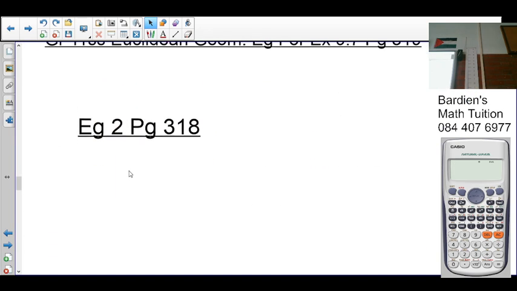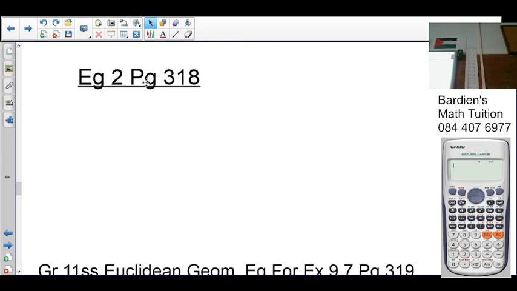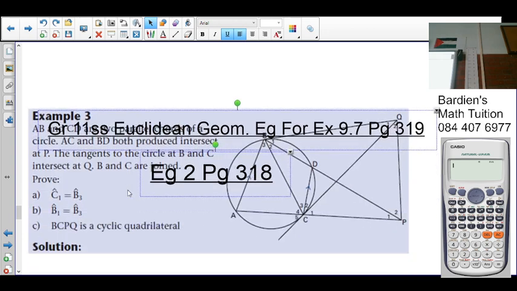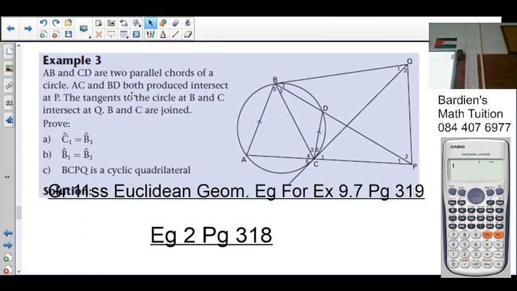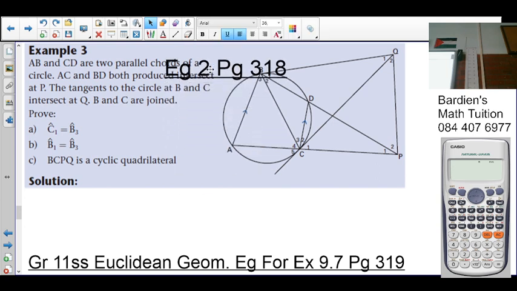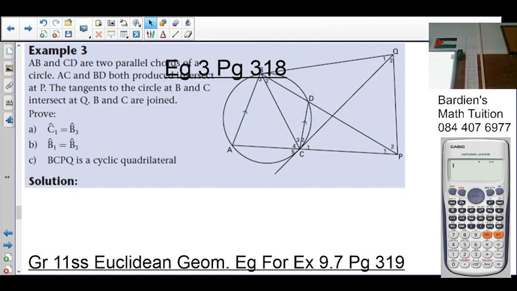Example 3. And example 3 is on page 318. Am I moving too slow? Huh? I move slower. Okay. Example 3. Come people.